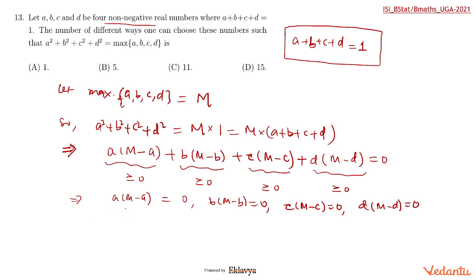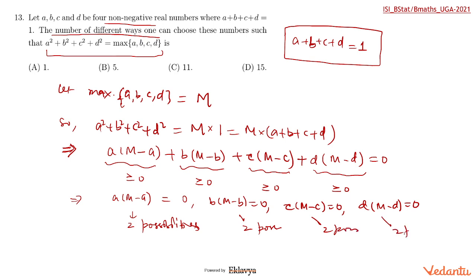Now, there are two possibilities for A into (M minus A) to be 0: either A is 0 or A is M. So there are two possibilities for this. We have to find the number of different ways for this equation to hold true. So two possibilities, similarly for here two possibilities, for here two possibilities, for here two possibilities. So in total there are 16 possibilities.